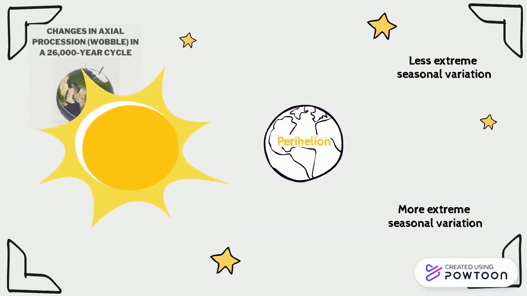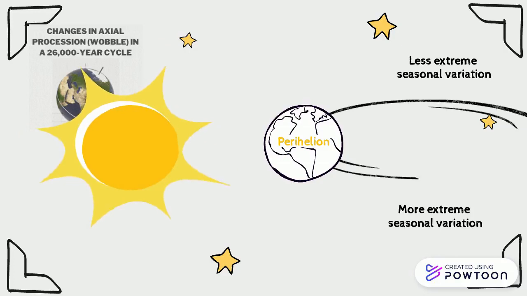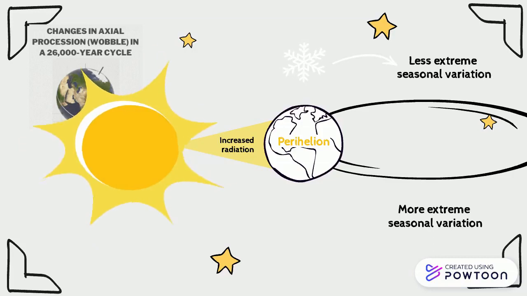This is due to the perihelion, the point in Earth's orbit at which the Earth is closest to the Sun. In the northern hemisphere, this increased radiation occurs during winter, moderating winter and reducing the difference between seasons. In the southern hemisphere, this increased radiation occurs during summer, intensifying summer and increasing the difference between seasons.